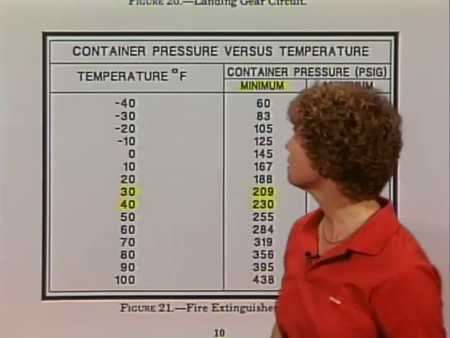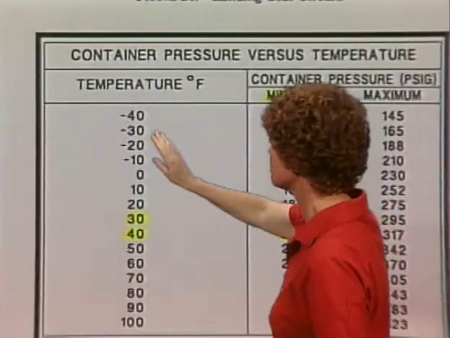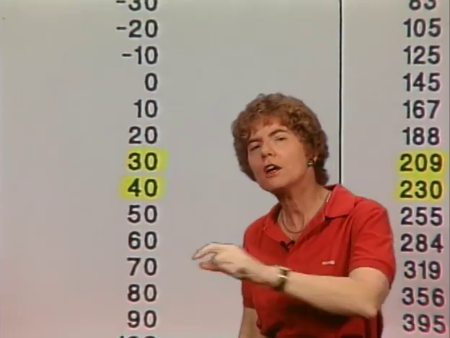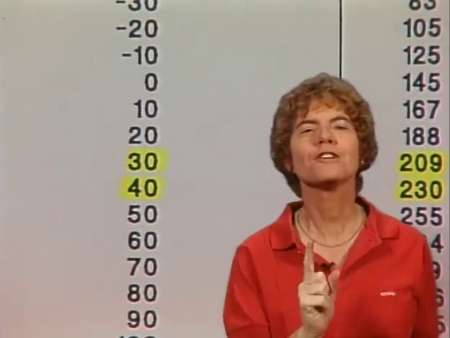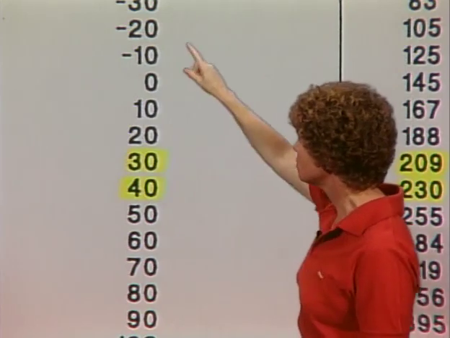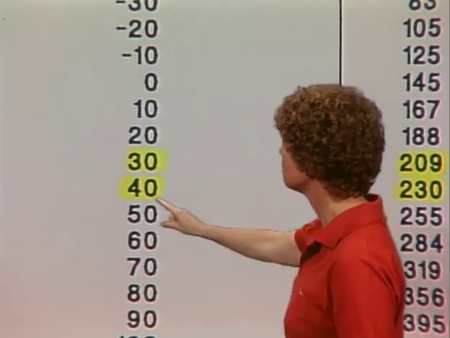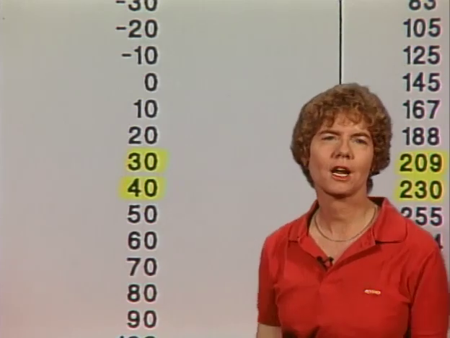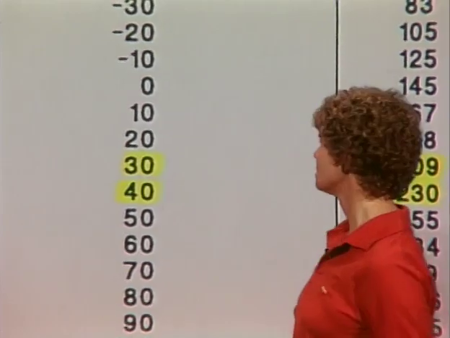So the first thing you do is start down the temperature column and look for 33 degrees Fahrenheit. Are you going to find it? Of course, you're not. What you find is 30 degrees and 40 degrees, but 33 is not there. So guess what we're going to have to do? We're going to have to interpolate.